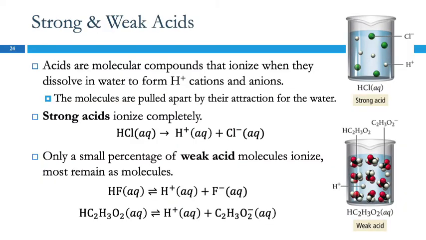We've talked about acids. We learn to recognize them because their formulas start with H and their names have the word acid in them, right? And we mentioned that acids are molecular compounds, but when you put them into water, they ionize. They're going to form hydrogen cations, and the rest of the formula is going to be the anion. So hydrochloric acid, we take this H off, a hydrogen ion off, and what we're left with is a chloride ion. And so we're going to get hydrogen ions and chloride ions.